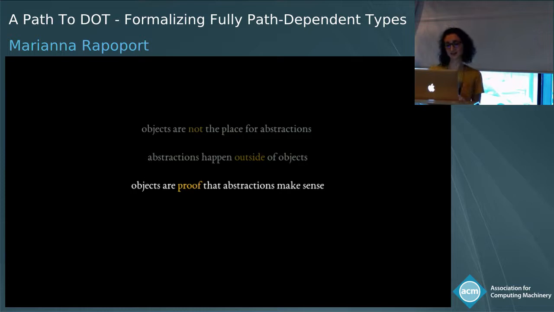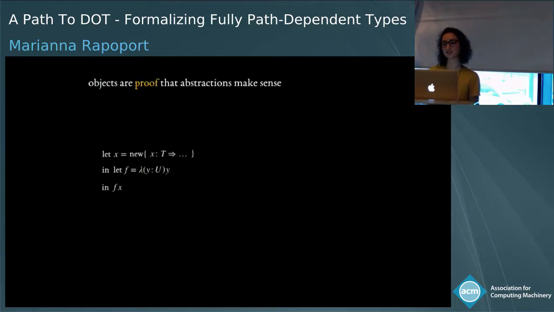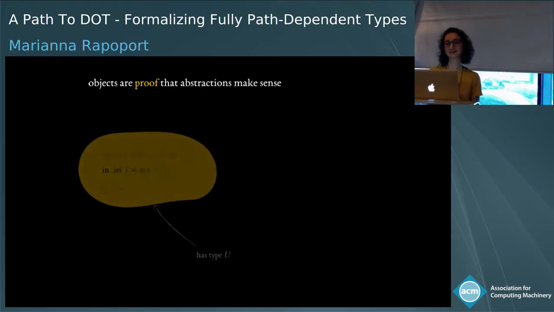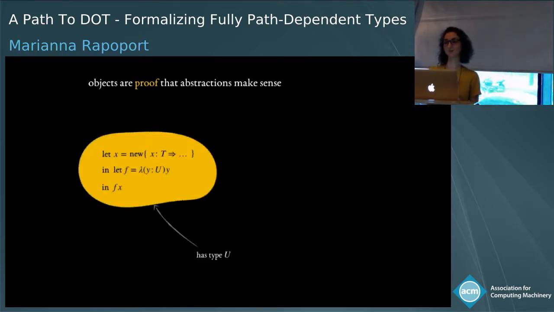And so specifically, the way this works is that if I have an object x and it has this precise type t, I can still ascribe a more abstract type u to it by just passing x through an identity function that accepts type u, something of type u. And now the nice thing is that the type of this whole expression will be u rather than t.